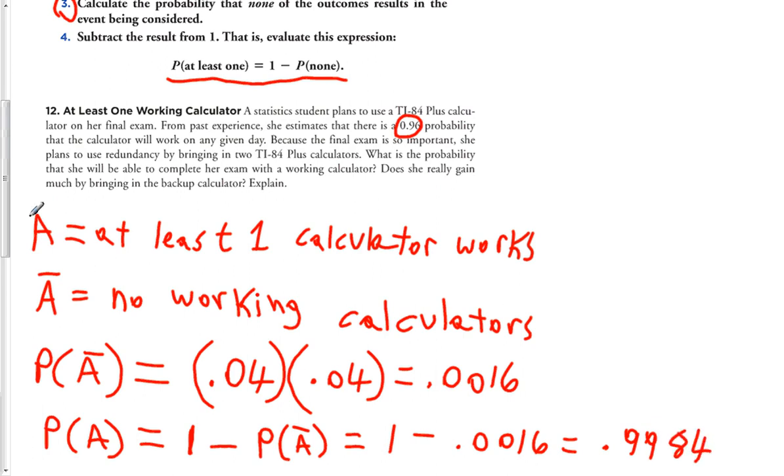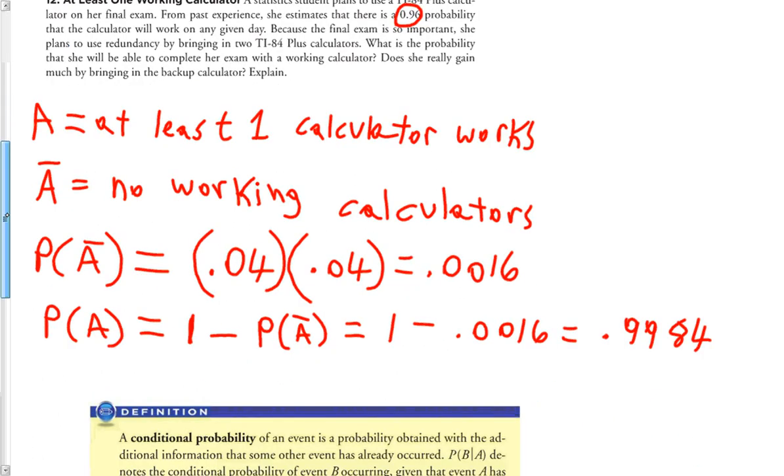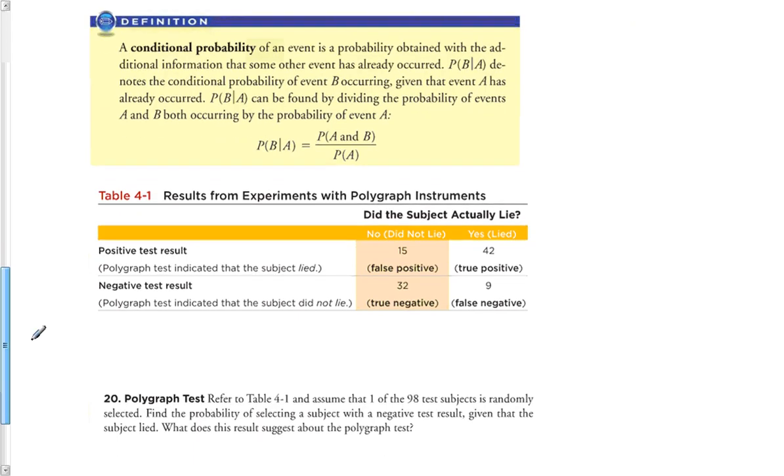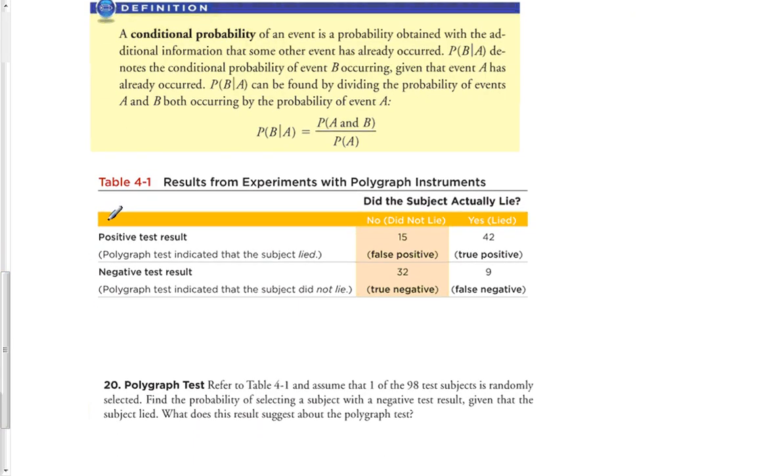When we do that calculation, we get 0.9984. All right, so the next thing I want to look at is the definition of conditional probability. A conditional probability of an event is the probability obtained with the additional information that some other event has already occurred. This is how we denote it: the probability of B given that A occurs. So this is the probability of event B given that event A has already occurred.